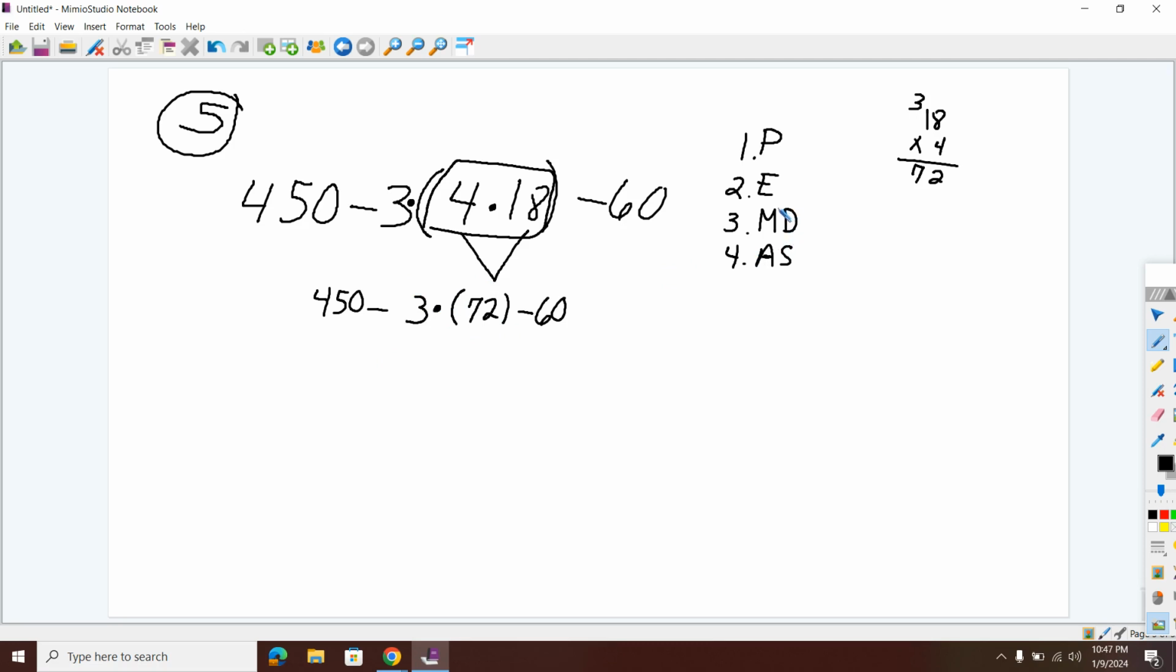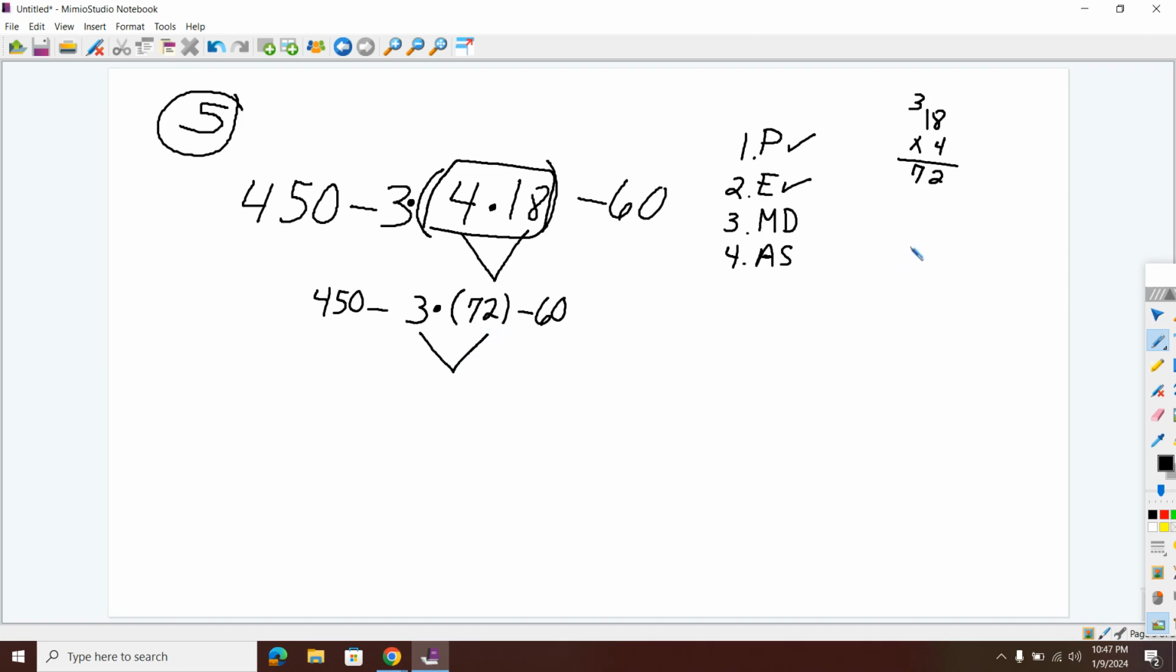Go back to your checklist. Parentheses. Now here some kids think, yeah, we still have parentheses, but is there an operation inside to do? There is no operation. So we're actually done with parentheses. Do we have exponents? Do we have that little number in that corner? No, we don't. Do we have multiply or divide? Yes, we do. We have 3 times 72. Even if this was not there, that's still times. So this guy would be next.